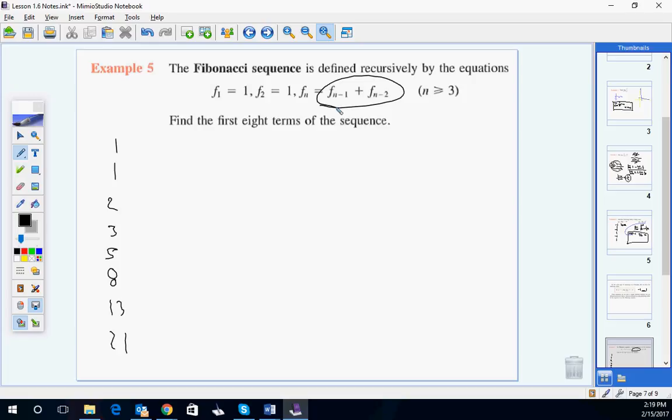So 1 plus 1 is 2. 1 plus 2 is 3. 2 plus 3 is 5. 5 plus 8 is 13. And 13 plus 8 is 21. That's what the pattern's doing. And so I'm just introducing the Fibonacci sequence. It builds upon itself. That's what recursive means. Builds upon itself.